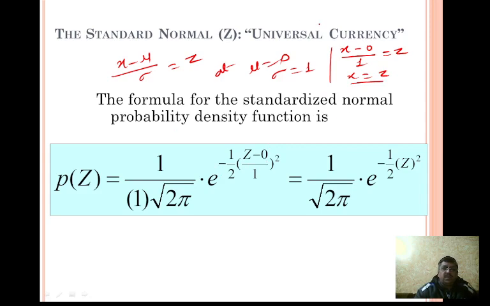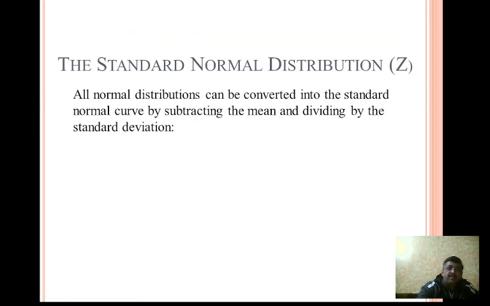So that's the kind of universal currency. No need to worry right now, we will discuss more on it. So why are we doing all this? That's because of the beauty of the normal distribution curve.